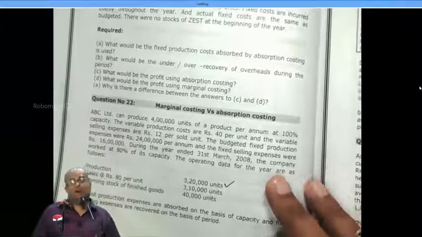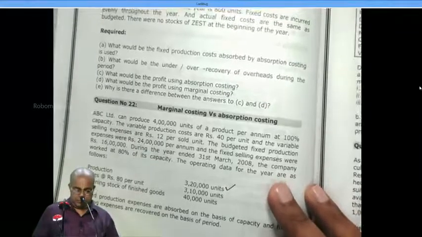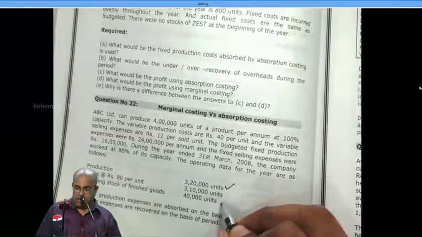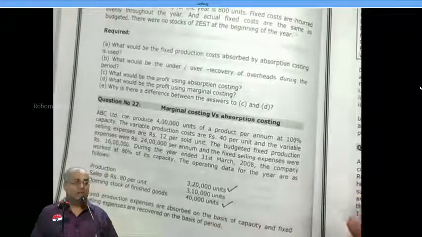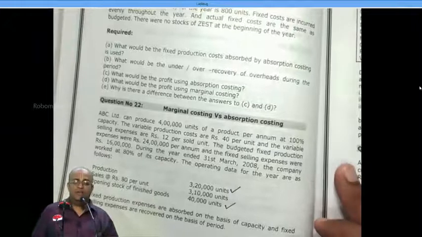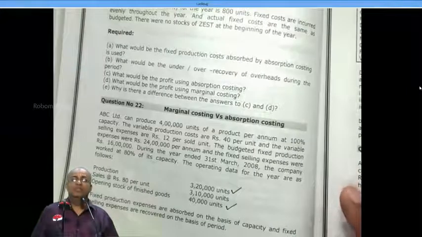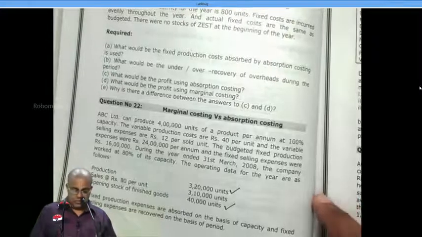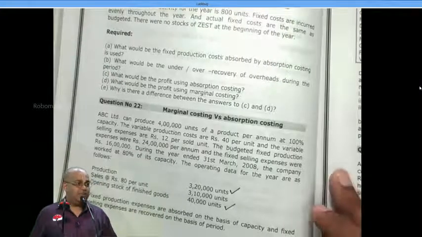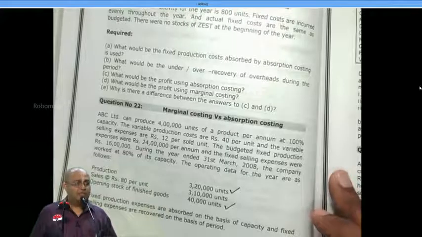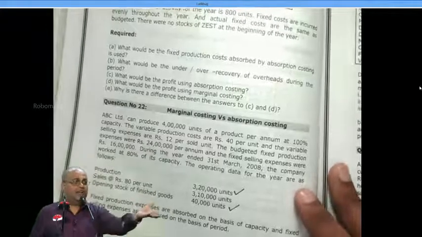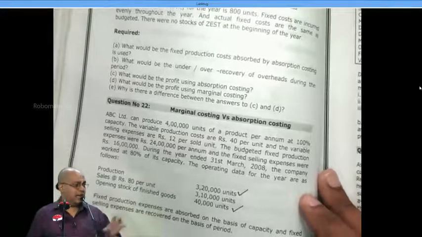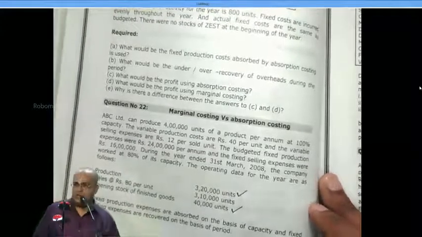Add opening stock. How many units is the opening stock? 40,000 units. Add opening stock 40,000 units. Units available to sell. How many units available to sell? 3,60,000. Already having 40,000 units. I also produce 3,20,000. Available to sell 3,60,000 units.